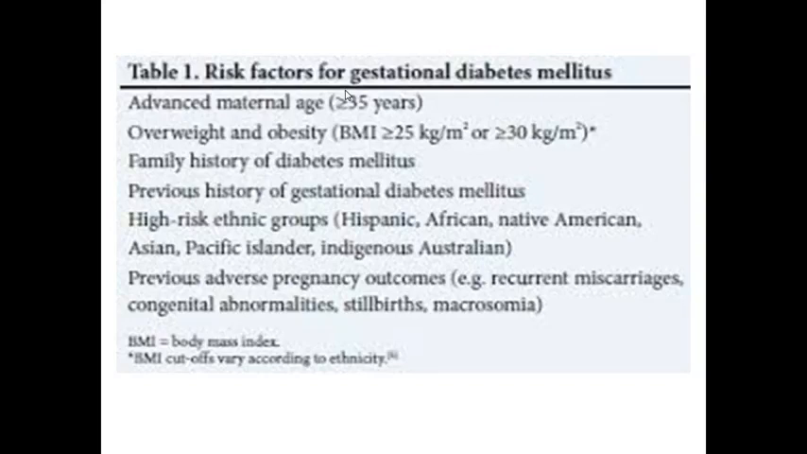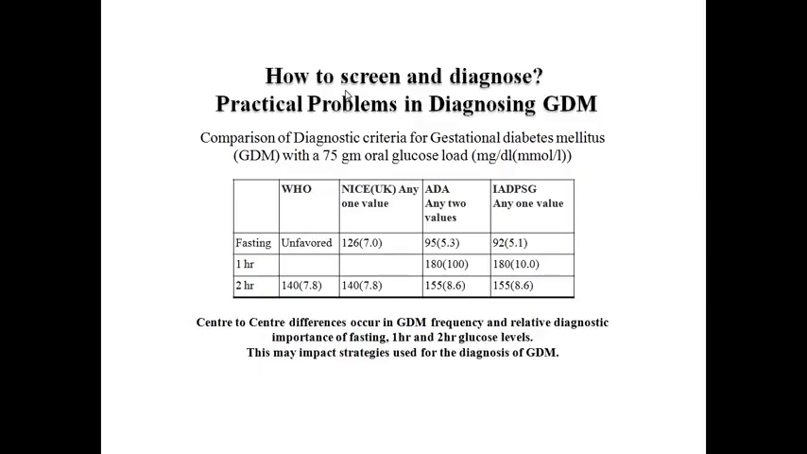Otherwise, if the sugar levels are normal at that time, then at 16 weeks we need to do the test. At 16 weeks this test needs to be done again. Whether the second test should be done at 16 weeks or at 24 weeks is also a controversy. So ADA now recommends it to be done at 16 weeks.